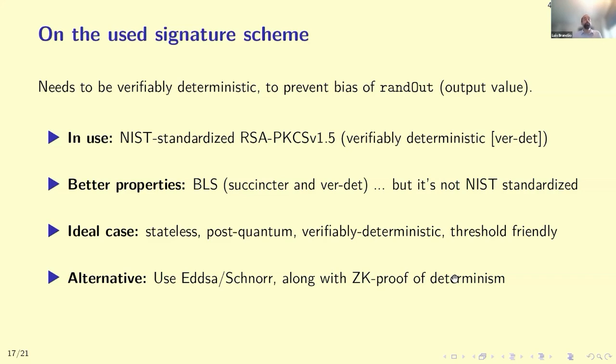Now we could consider, could we use better signatures? For example, if we focus on BLS, it actually has better properties. It's more succinct, it's verifiable deterministic, but it's not NIST standardized. So again, for that matter, we're using RSA.